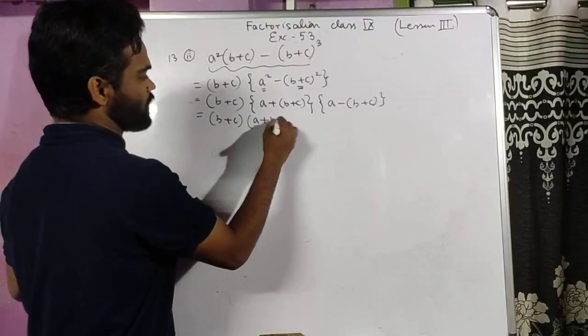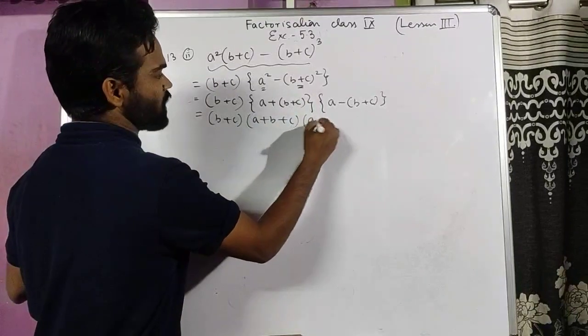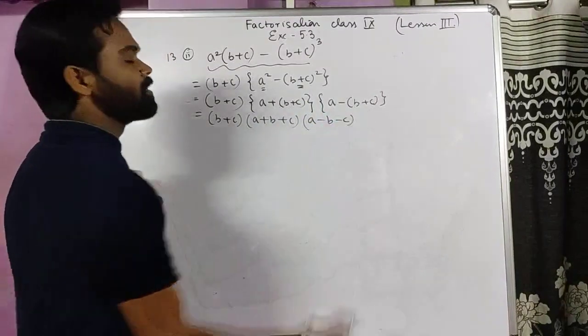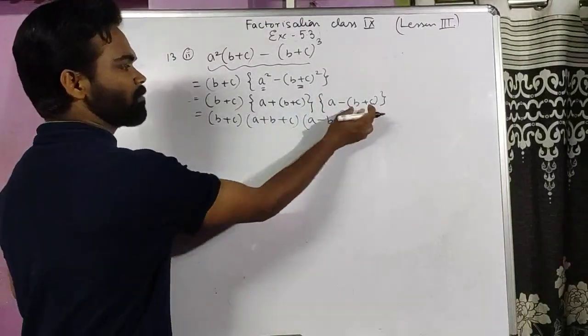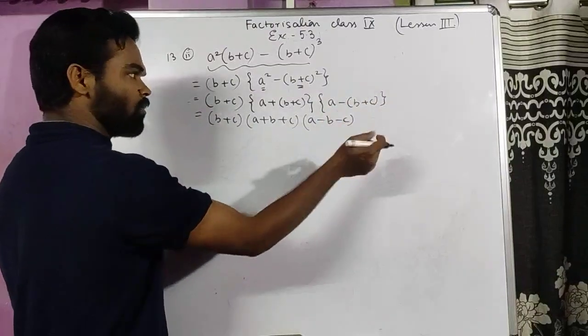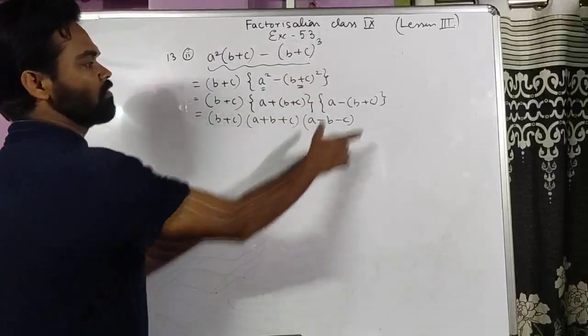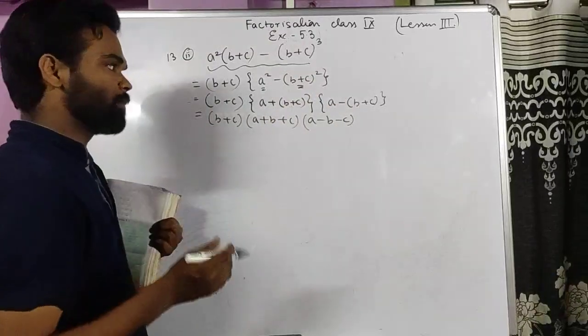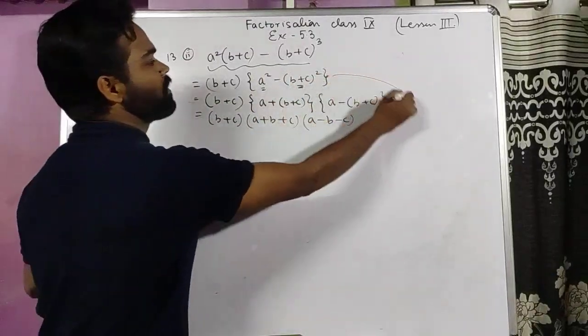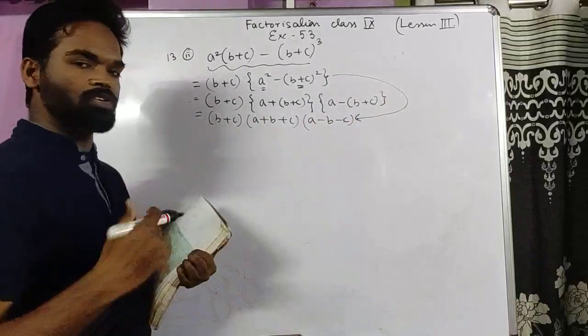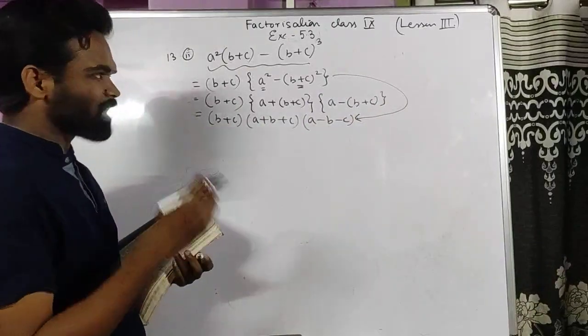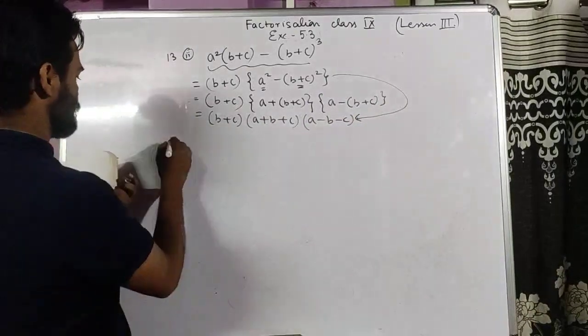So a plus b plus c, and this is a minus b minus c. The sign changes. Always use the second bracket because there are two terms, and we know that when you open the bracket, the sign changes. So it's always safe to use a second bracket. Don't do it directly from this step to this step because your chances of doing some error increases.